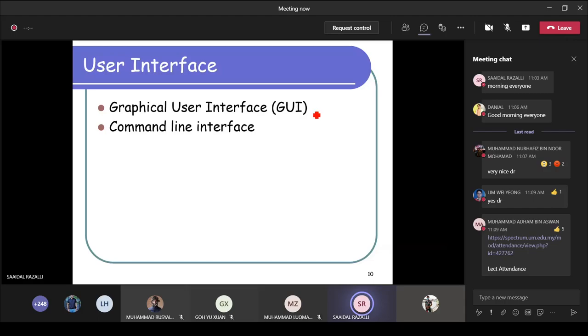But now, of course, it's easier, you have a graphical user interface. Everything you just click, right-click, tick, or whatever you want. So the graphical user interface is easier. The command line interface is for more hardcore users, okay?